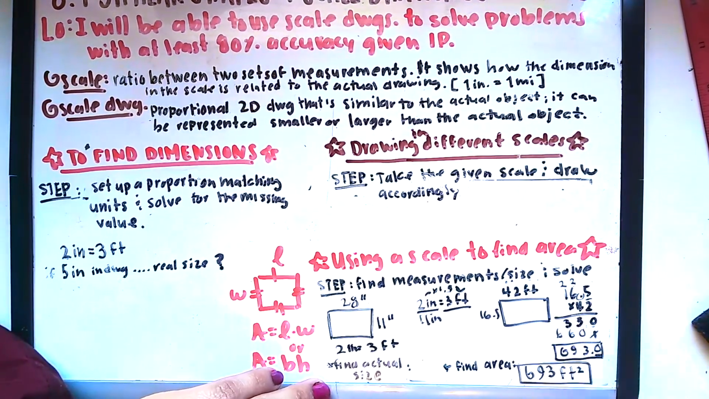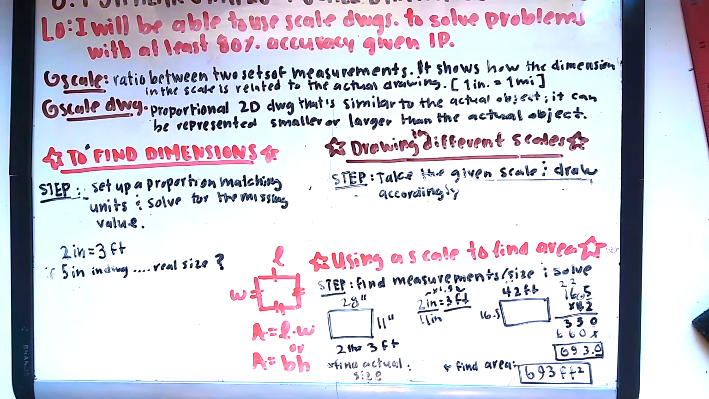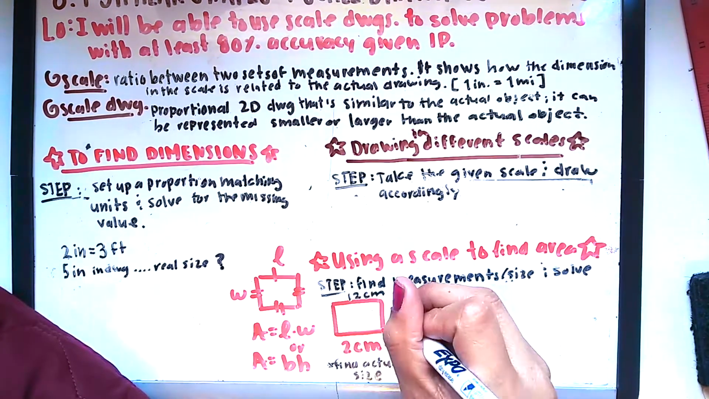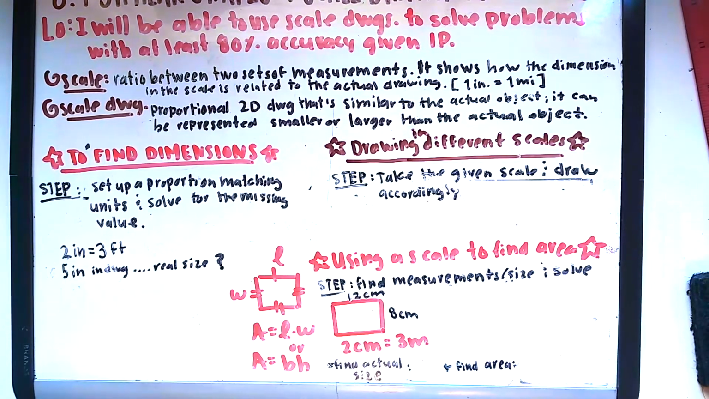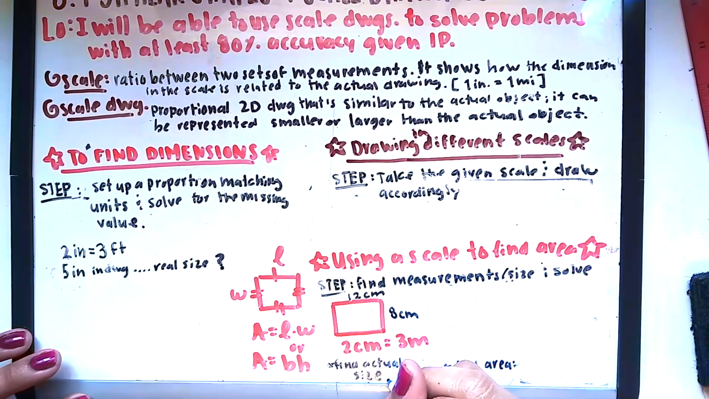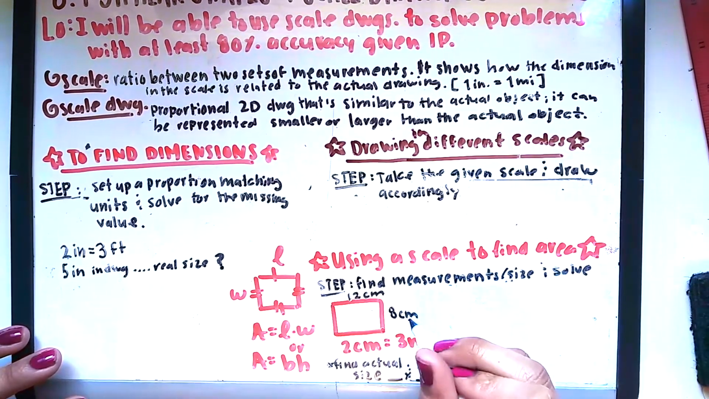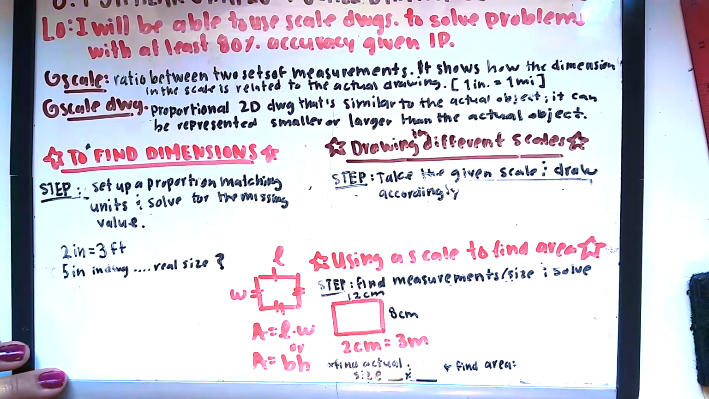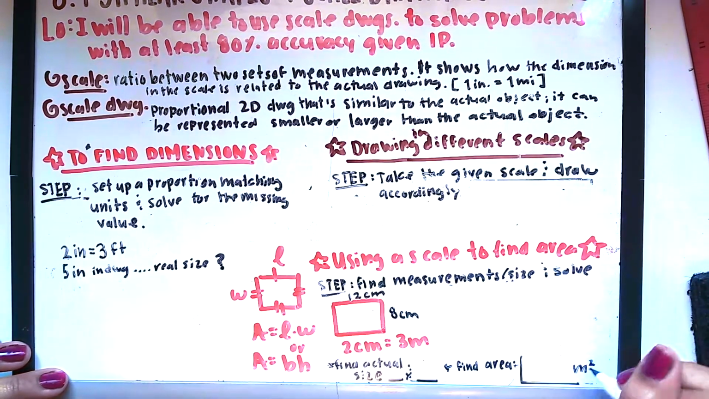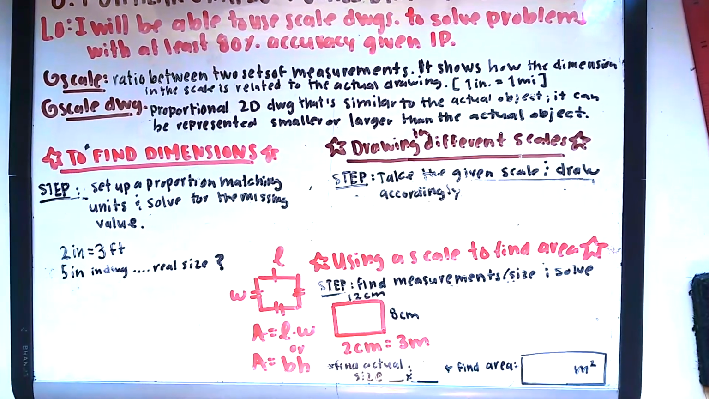Okay? So let me go ahead and give you one to do. Go ahead and find the actual size. So you're going to give me the actual size, you're going to say this by that. Make sure you tell me meters. And then right here, you're going to find the area. Make sure that you have meters square for the area. Okay? Alrighty. So last one.